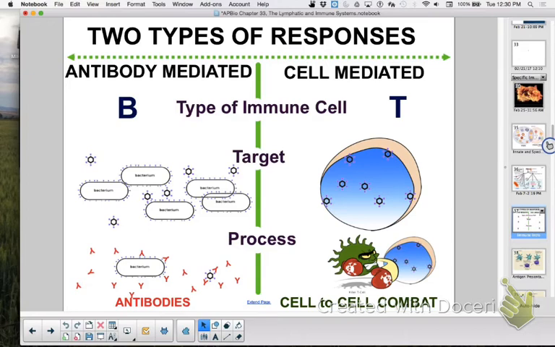Okay, they go along and tag everything that needs to be destroyed. So when other cells come through, they're like, kill that, kill that, save that, kill that, kill that. Makes it effective.